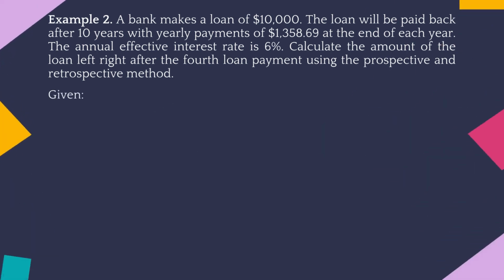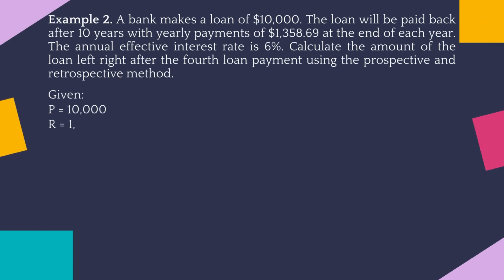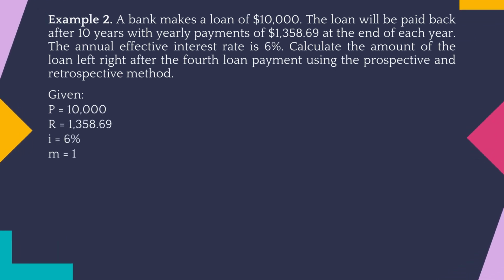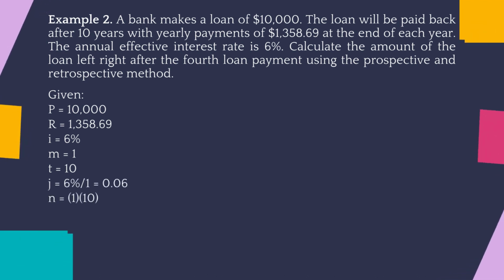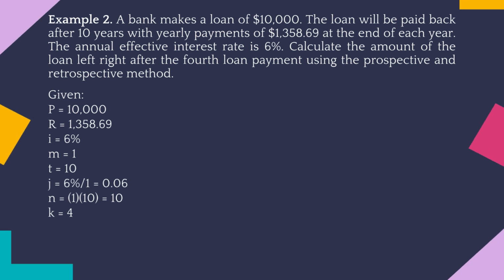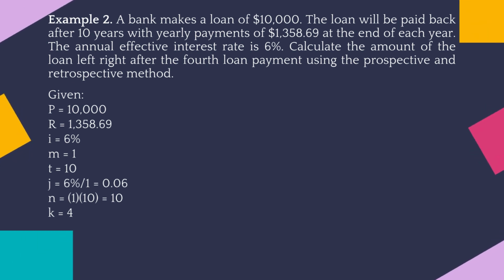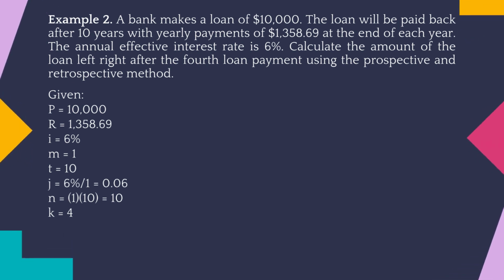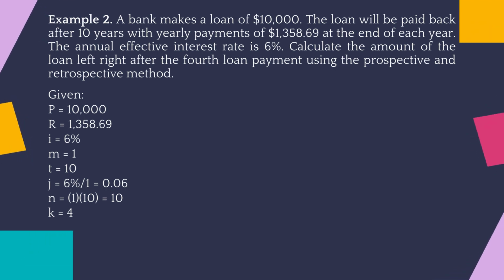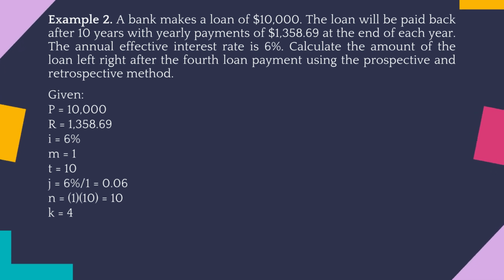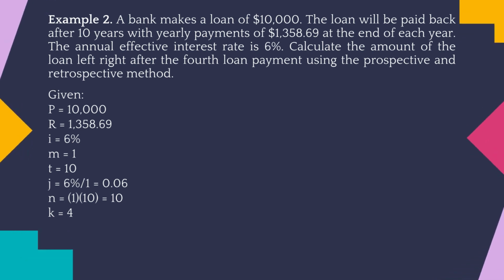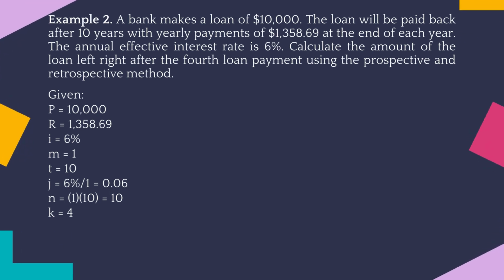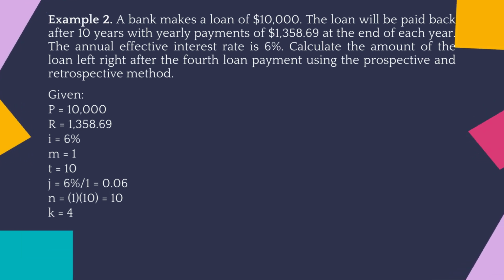So first, let us know what the givens are. P for principal amount, it is $10,000. R for yearly payment, it is $1,358.69. I for interest rate, it is 6%. M for the number of payments per year, 1. T for time, it is 10 years. J, the interest rate per period, is 0.06. N equals 10, and K equals 4.